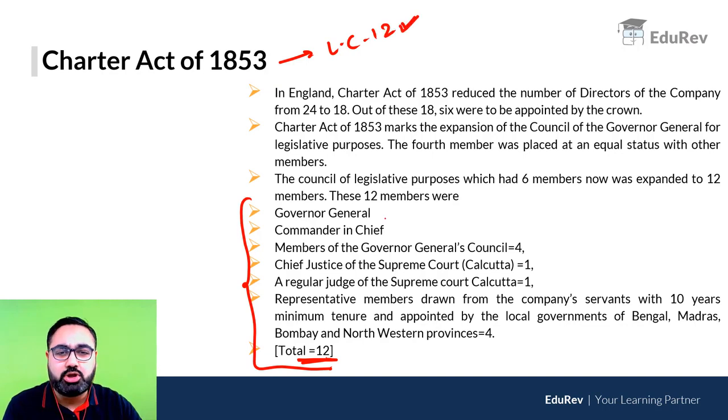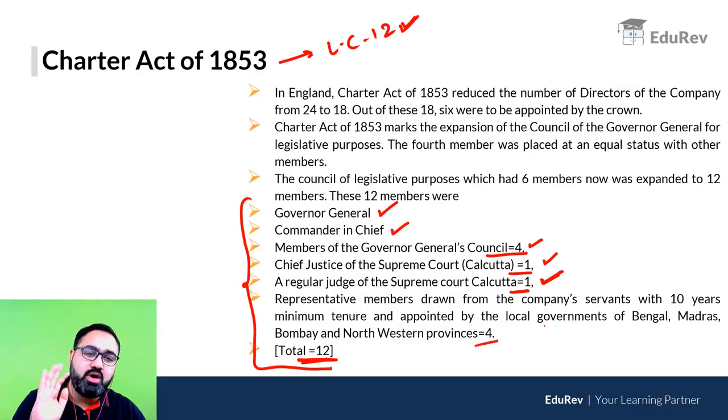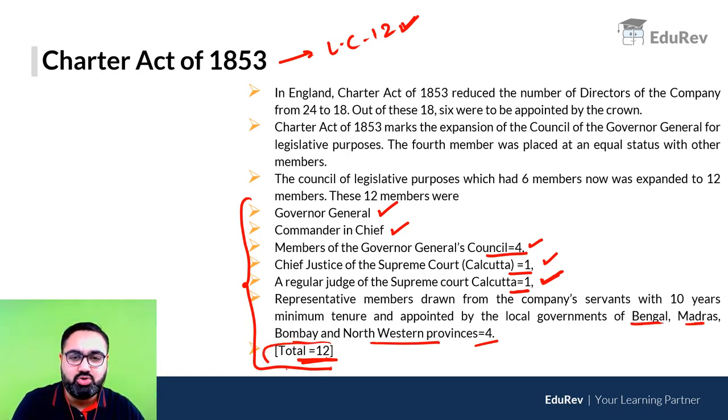I would still like you to go through it. These 12 members were the Governor General, the Commander-in-Chief, the 4 members of the Executive Council who automatically were here, the Chief Justice of the High Court, a retired or regular judge of the Supreme Court, and the Chief Justice of the Supreme Court. Then there were 4 other people nominated from amongst the people working for the company, who had worked for at least 10 years in the company. They were nominated from Bengal, Madras, Bombay, and the Northwest provinces. These together made up the 12 members of the Legislative Council.